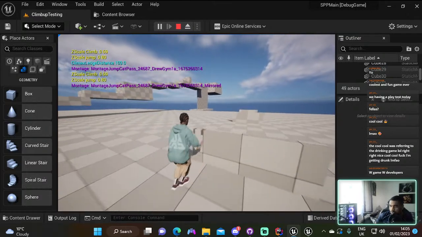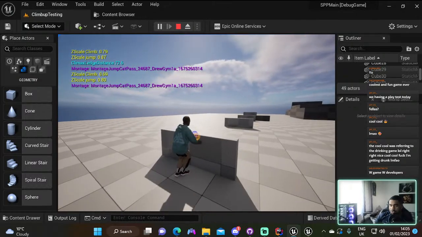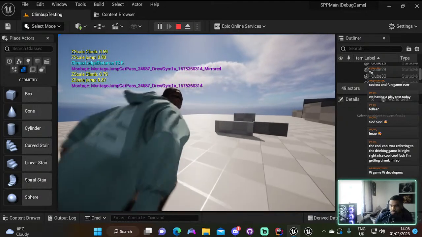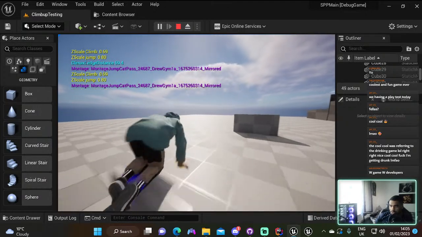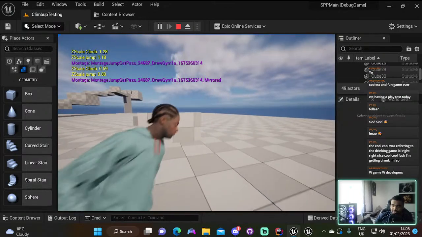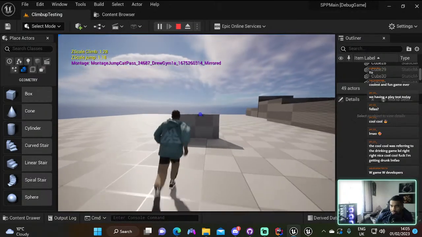Oh yeah, because the root offset isn't much, is it? So if you see here, the difference between the Z scale climb and the Z scale jump is super close. Yeah, exactly, it's like 1.28.